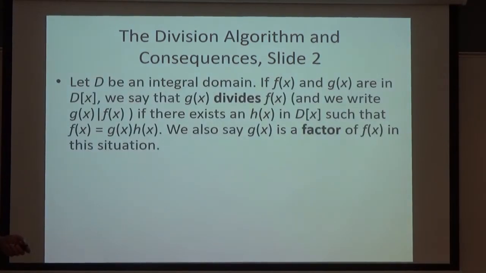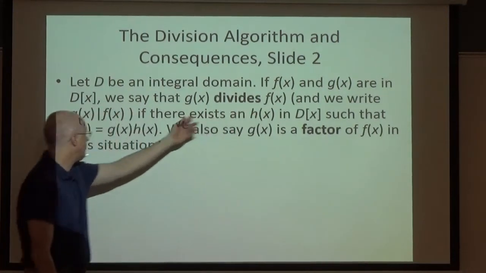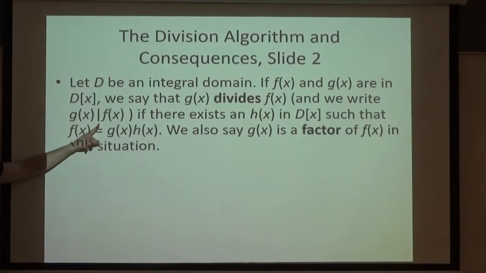Okay, this is a definition. Don't write this down for the moment, but think about it. It should make sense. D is an integral domain, related to what I just said. If f of x and g of x are in the polynomial ring with coefficients in D, we say g of x divides f of x, and we write the usual kind of symbolism with the divide symbol there.